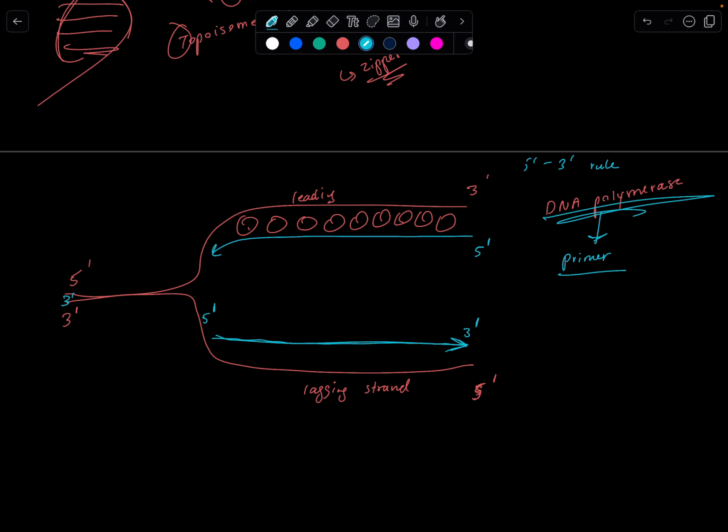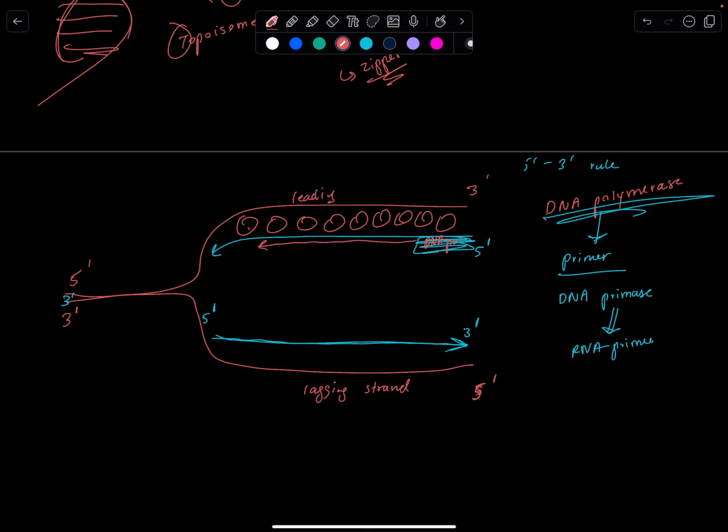And the primer is going to be created by something called DNA primase. And this primer is going to be an RNA primer, so instead of T's, it's going to have U's in it. It's going to be a small segment of the RNA primer. So then DNA polymerase can start to continue from there.